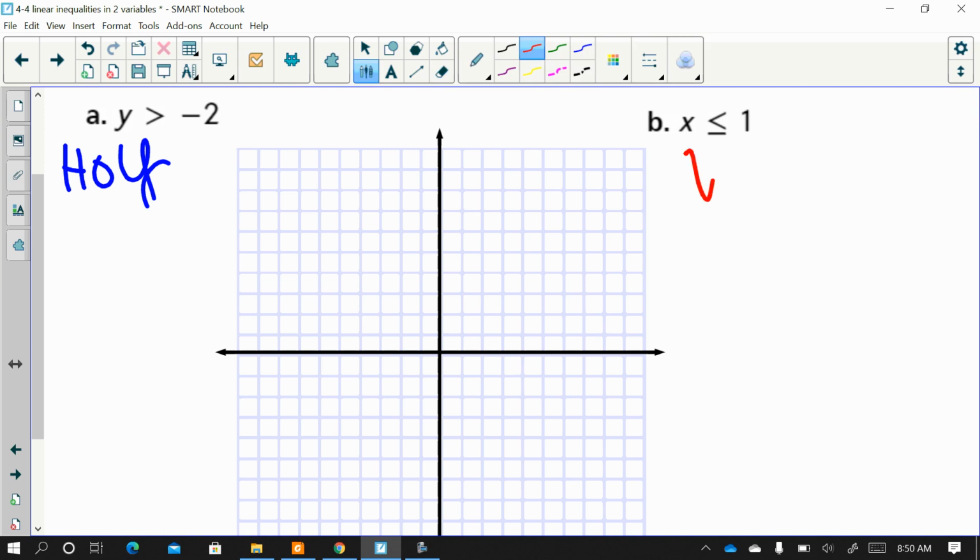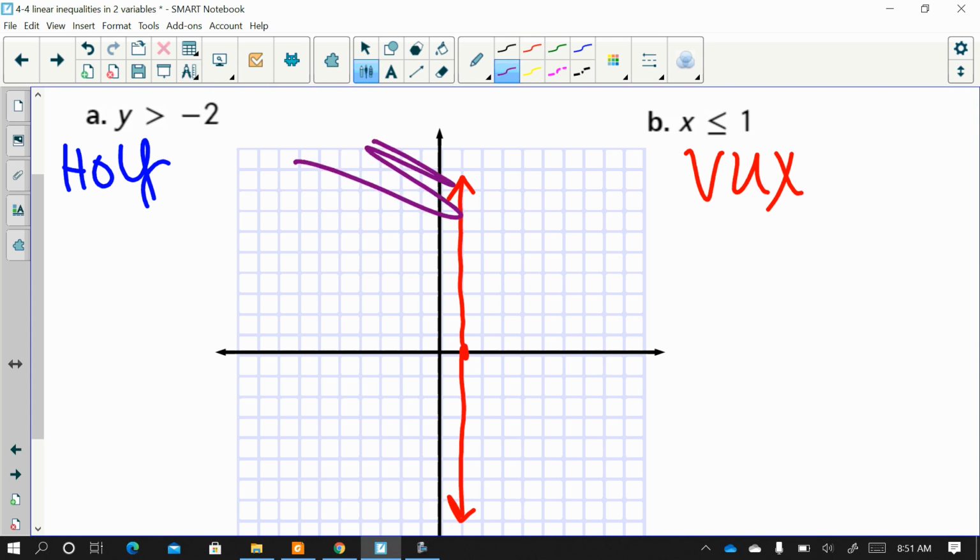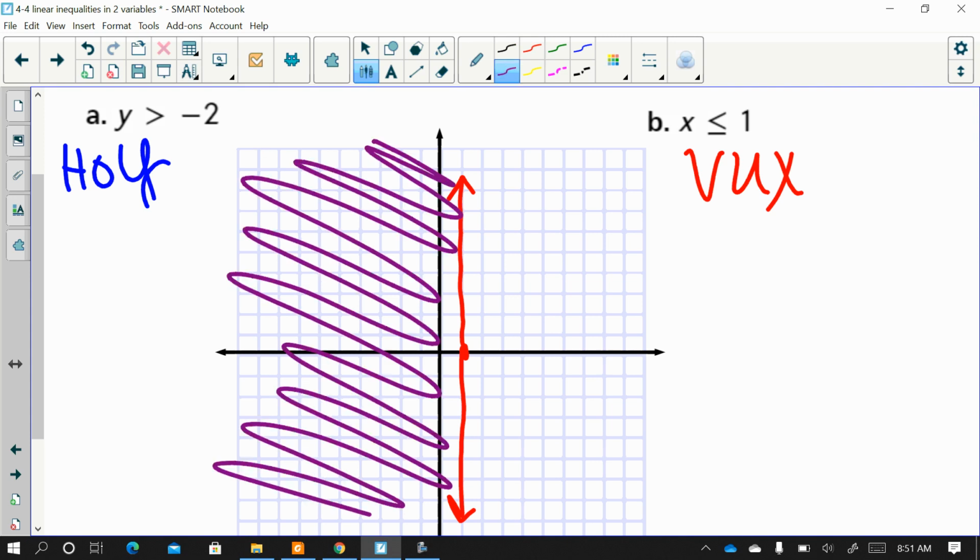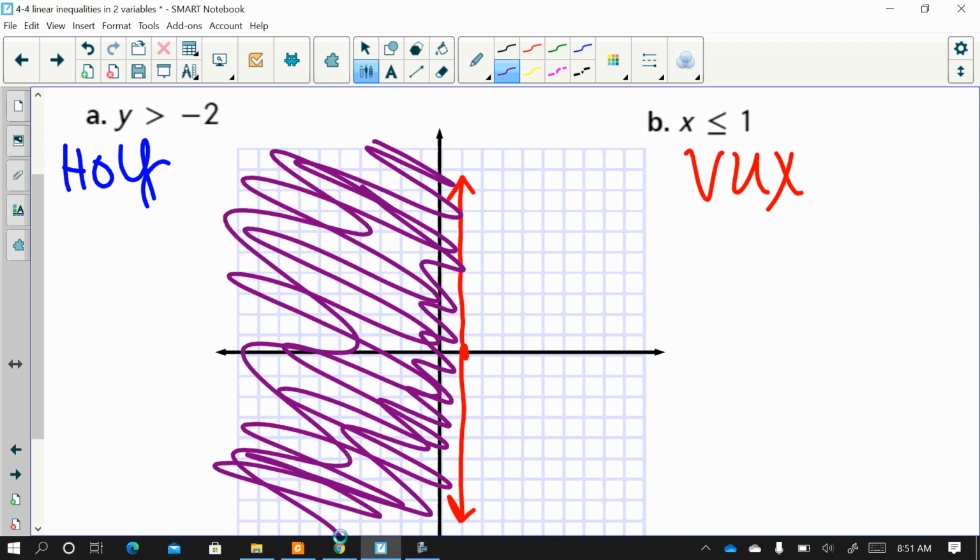Okay, letter B is a Vux line. So I'm going to go to where x is 1, so it's right here. I want to do a vertical line. It's equal to, so it's a solid line. And I'm less than. Where is x less than 1? Well, that's just over here. Less than 1. And there's your answer.